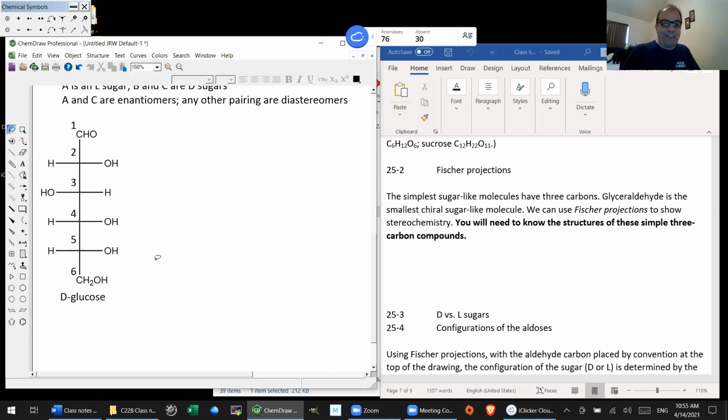And I just memorized right, left, right, right for the 4 OHs on the chiral carbons. Right, left, right, right gives you D-glucose. What if, once again, what if we changed only this OH group from right to left? Well, I have no idea what that sugar will be. It will not be L-glucose. To get L-glucose, you need to invert the configuration at all 4 of the chiral carbons.